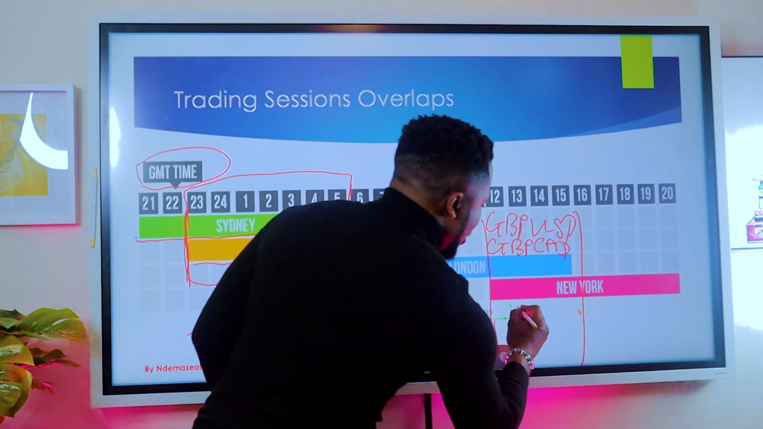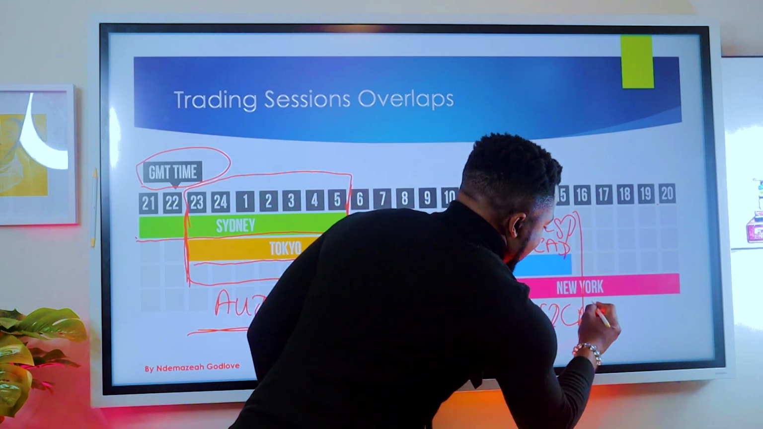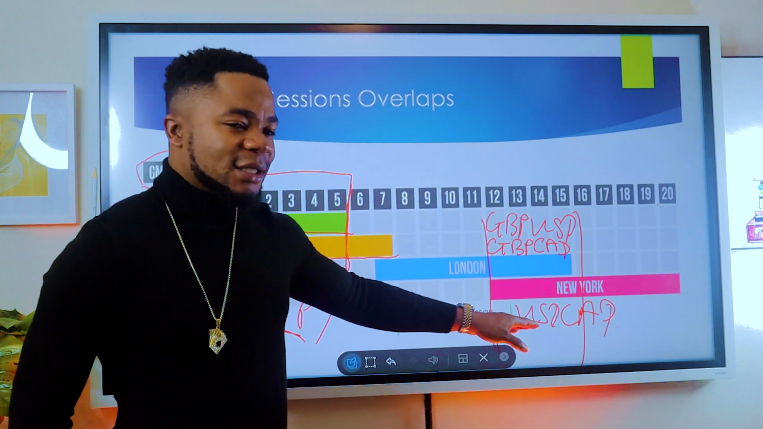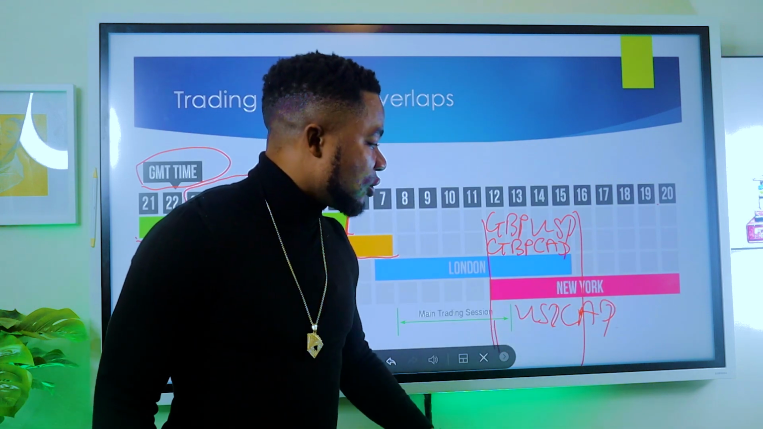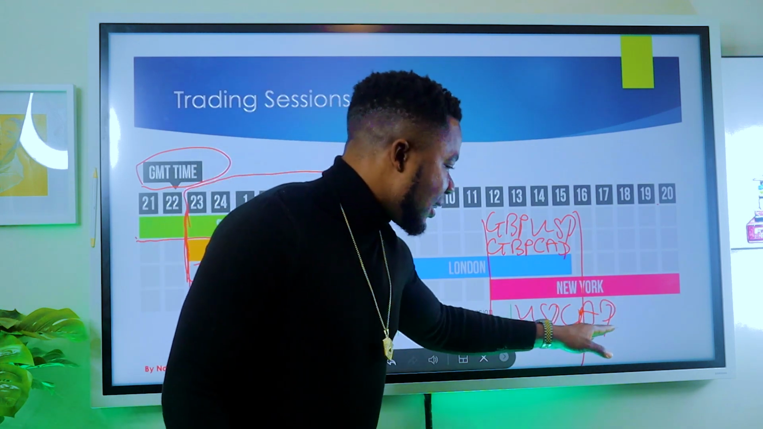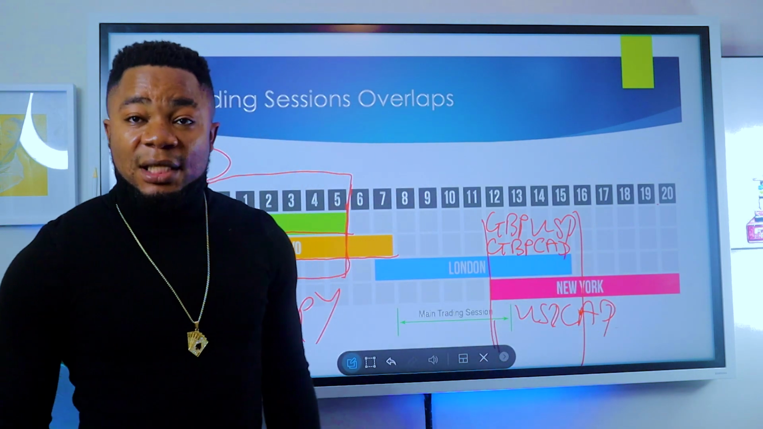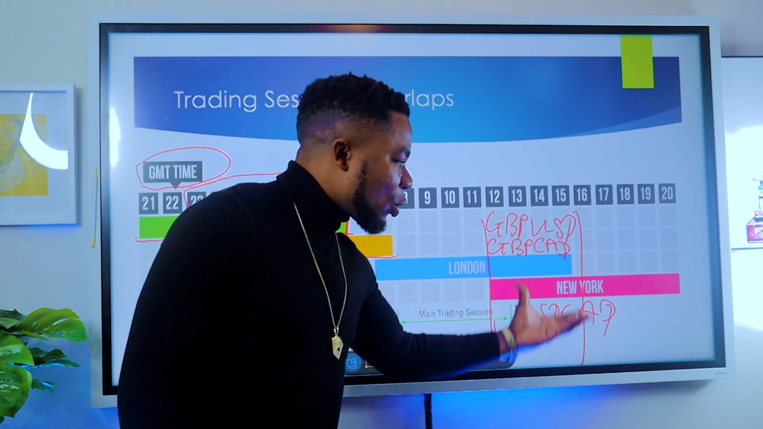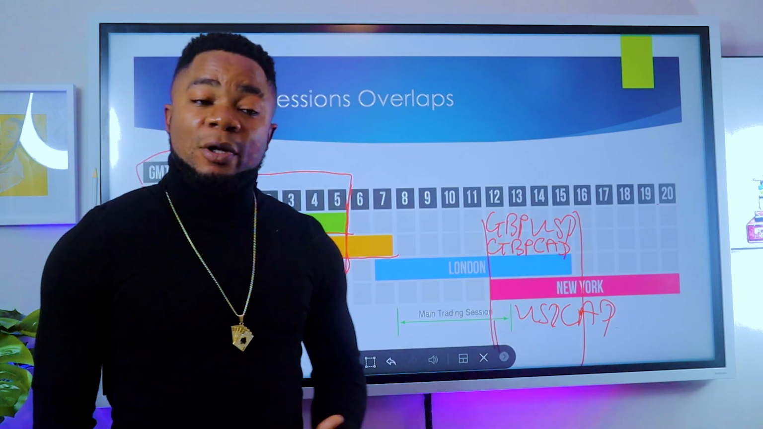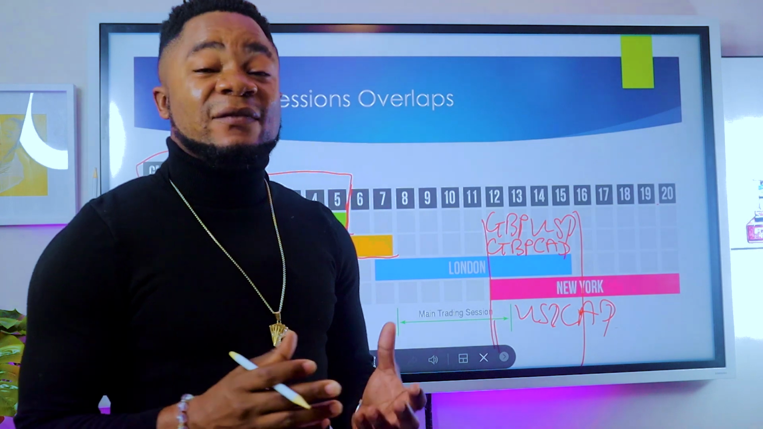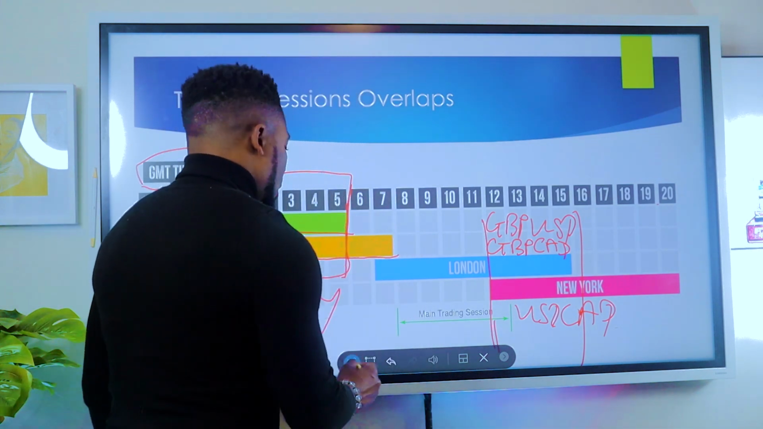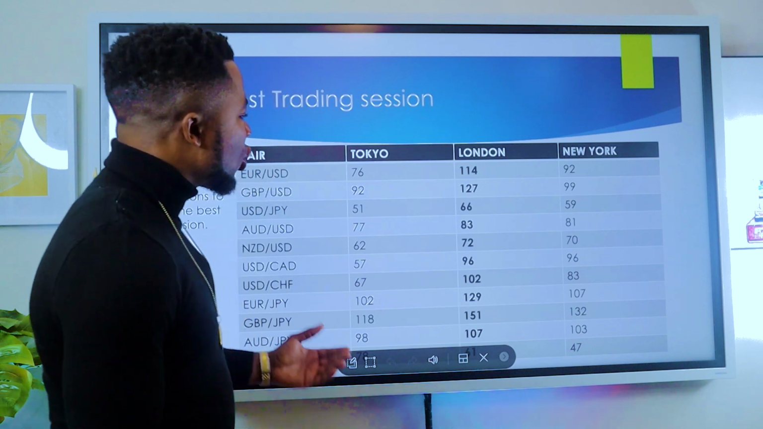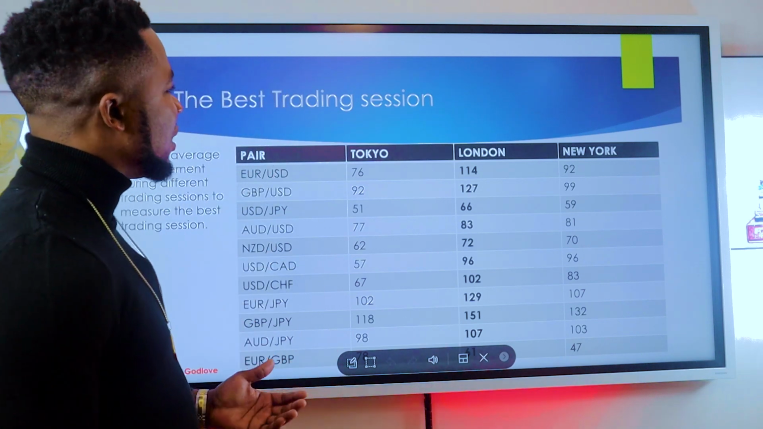You can still trade USD CAD. The USD falls under the North American or the New York session, and the Canadian dollar still falls under the same session. So you see, those are the currency pairs that you can trade at that particular point in time, because the Forex market is very liquid at that point, and there is also volume at that particular point in time. So with that being said, let's go to the best trading sessions.